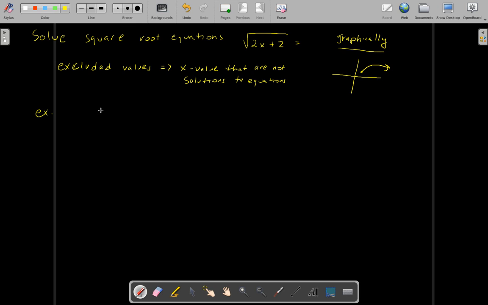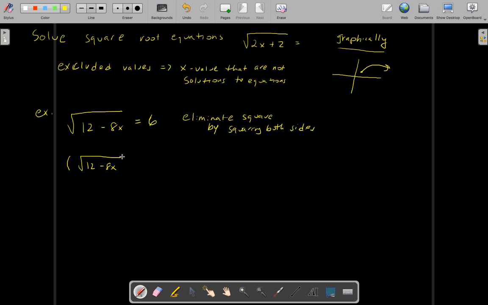Get the problem out here. Okay, so the first one is the square root of 12 minus 8x equals 6. So the first thing you want to do is eliminate the square root by squaring both sides. So I put a parenthesis out here: the square root of 12 minus 8x, squared, equals 6 squared. So you have to square both sides. And what happens is it eliminates the square root, and it makes it equal to 36.